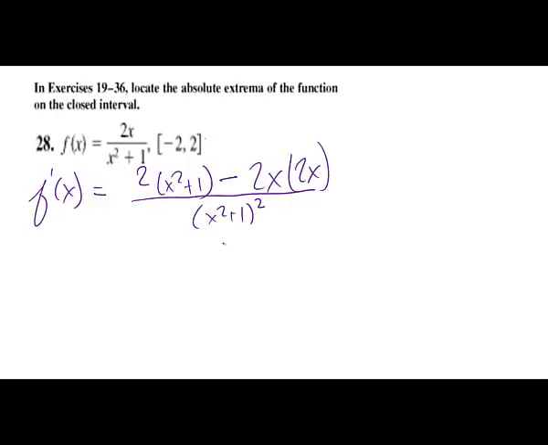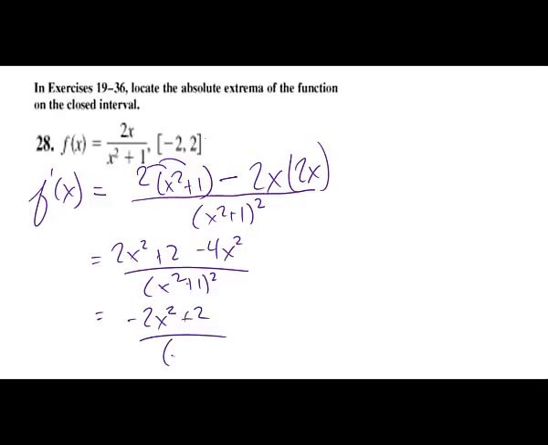All right, because I do need to set it equal to 0, I would probably simplify this time, okay? So I'm going to distribute there. I've got 2x squared plus 2 minus 4x squared. Does that sound right? All right, and then we've got 2x squared and negative 4x is what? Negative 2x squared plus 2 over x squared plus 1 squared.